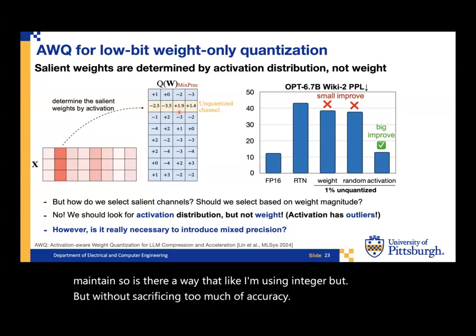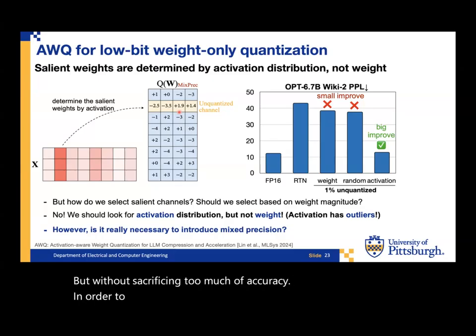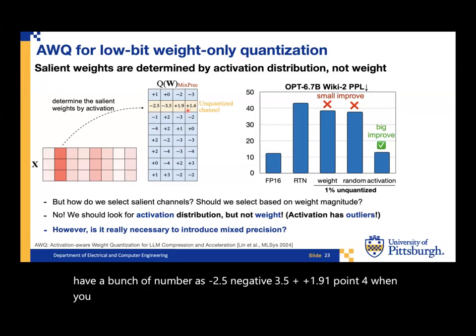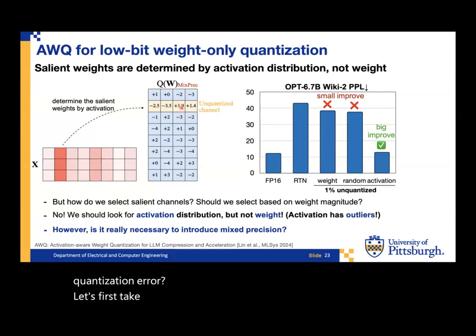In order to answer that question, let's first take a look. When you have a bunch of numbers such as negative 2.5, negative 3.5, plus a positive 1.9, 1.4, when you quantize these numbers to the nearest integer, what is the quantization error? Let's first take a look at 1.9. If you have a 1.9, the quantization error is 0.